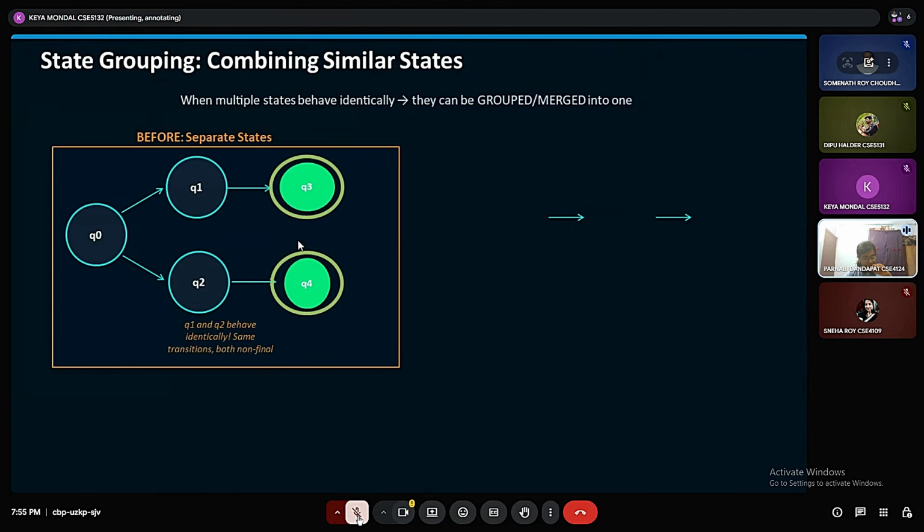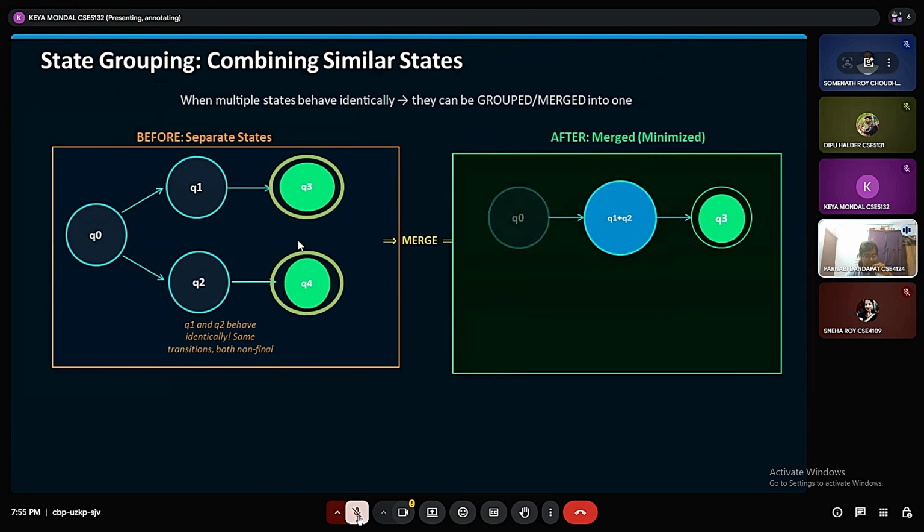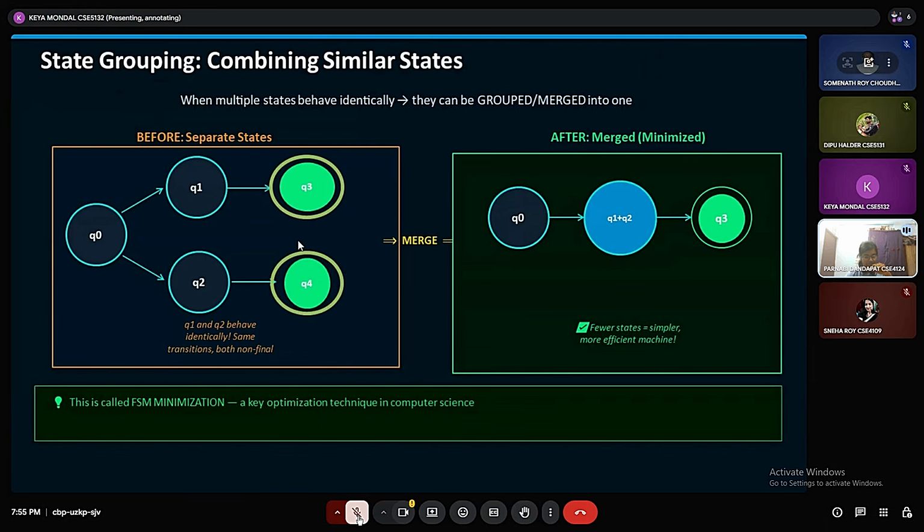Okay, so my topic is state combining. That means minimization. Here we are combining similar states. If two states behave the same, we can merge them into one state. In this example, Q1 and Q2 have the same transitions, and both are non-final states. So we merge them into a single state called Q1 plus Q2. This process is called FSM minimization. It reduces the number of states and makes the machine simpler and faster. Please go to the next slide.